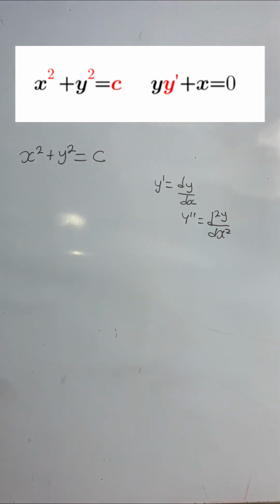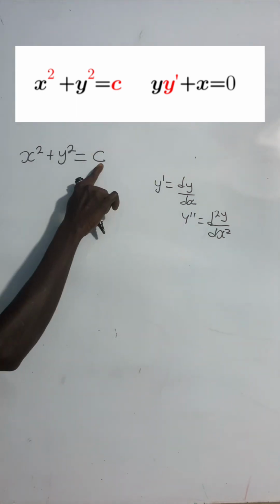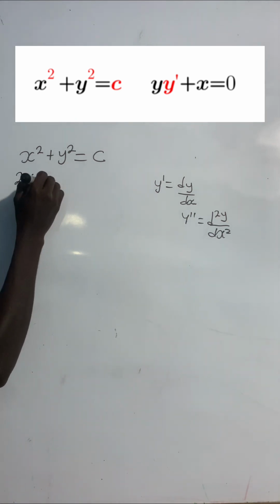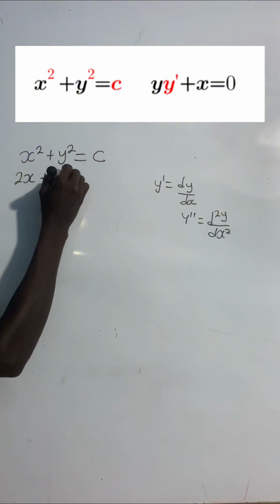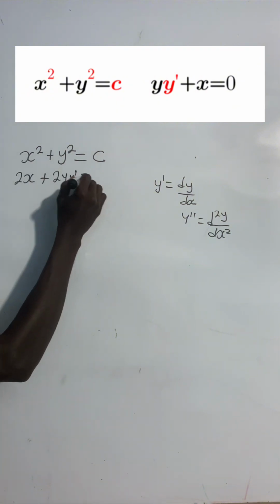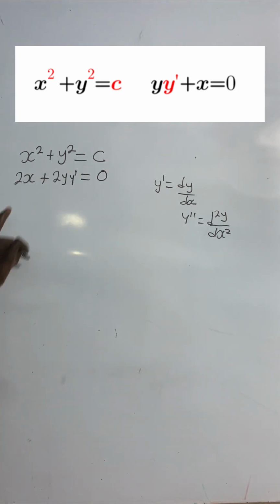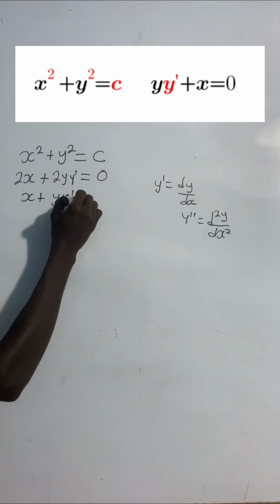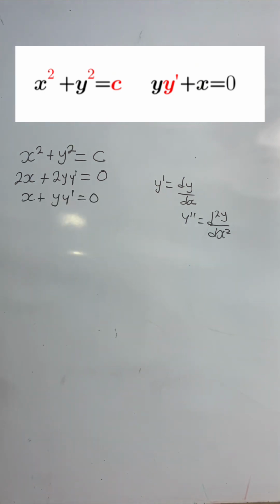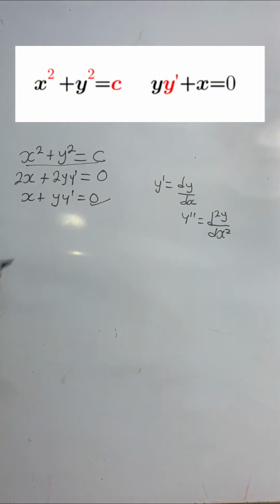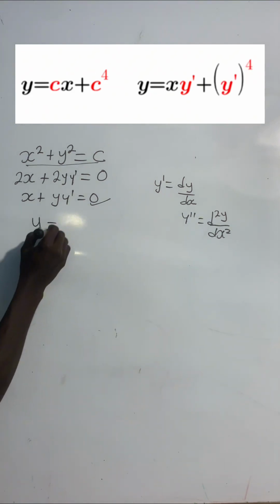Now, differentiating x squared with respect to x gives 2x. And differentiating y squared with respect to x gives 2y dy dx, but here we are going to write y prime. If we differentiate c, it's a constant, so we get 0. Now, if we divide through by 2, we get x plus y y prime equals 0. And that is all that we are looking for. So it means that x squared plus y squared equals c is a solution to the differential equation x plus y y prime equals 0.